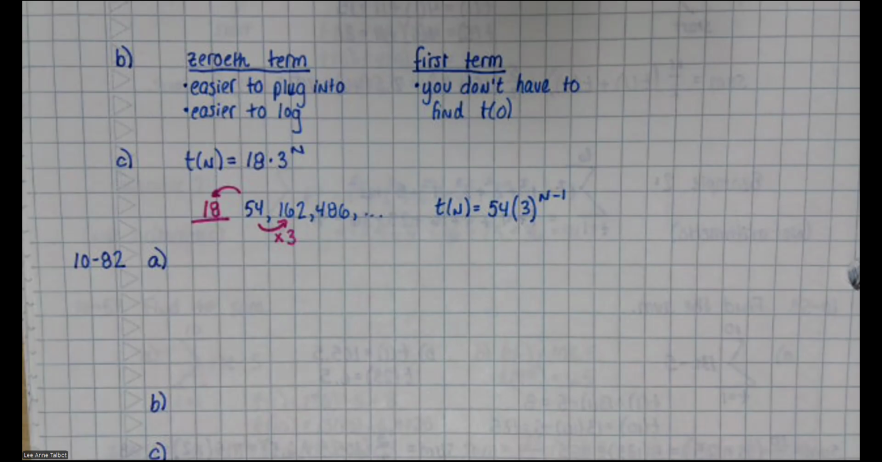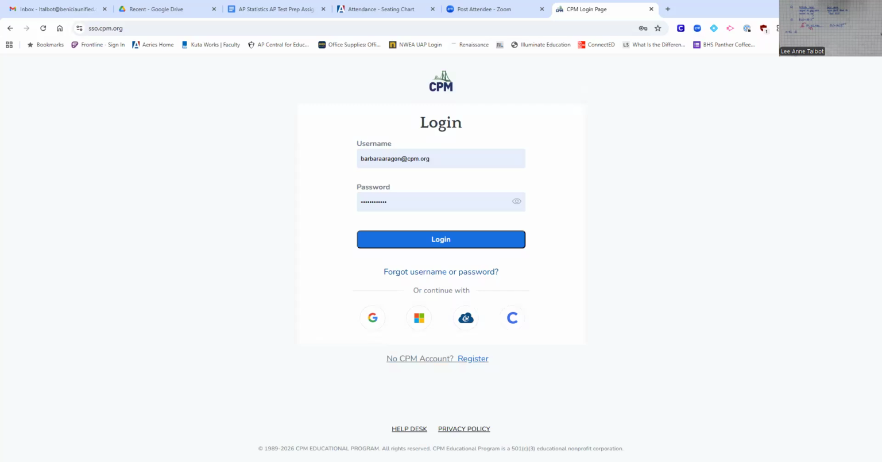Okay. All right, 82. For 82, we need the book, which I failed to open because I'm apparently behind schedule here.